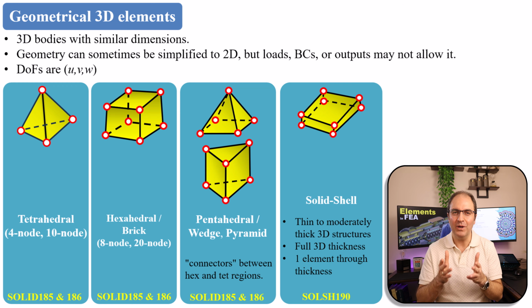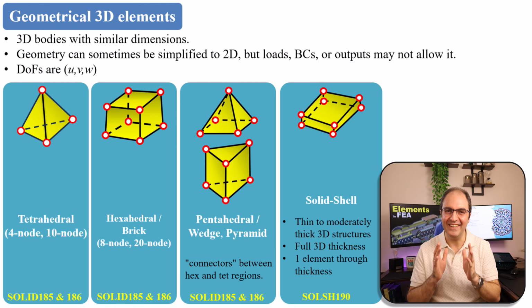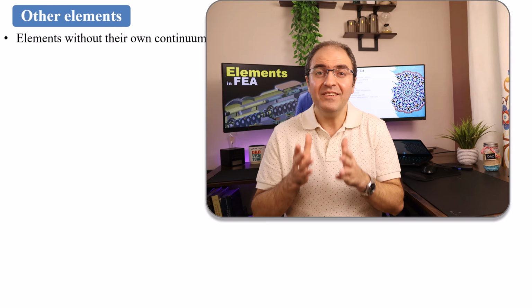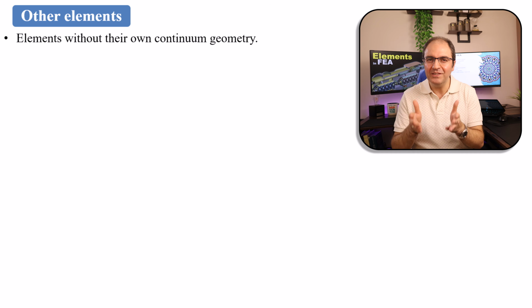In ANSYS, for solid shell elements, we typically use the SOLSH190 element. So far, we have covered the most common elements in FEA. Now, let's talk about less commonly used ones. They don't show up as often, but in the right situation, they can be incredibly useful and powerful. These elements don't have their own continuum geometry, but play critical roles in FEA models.